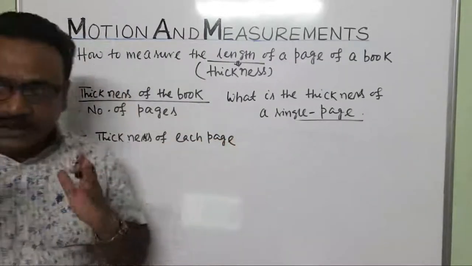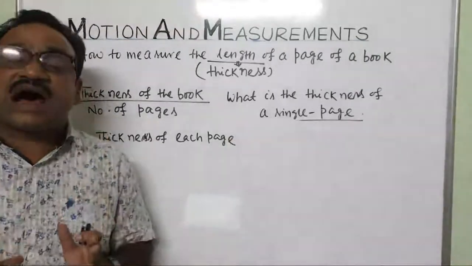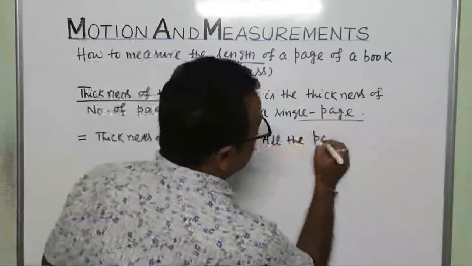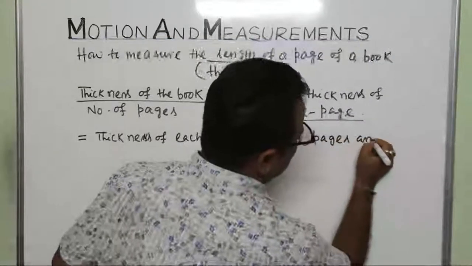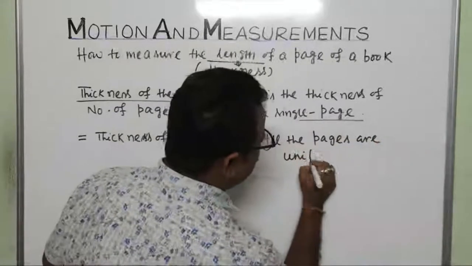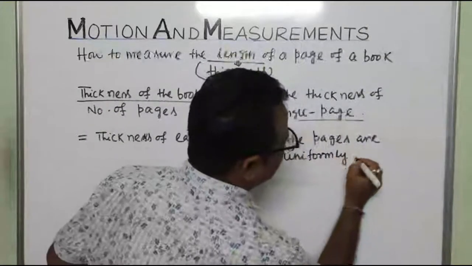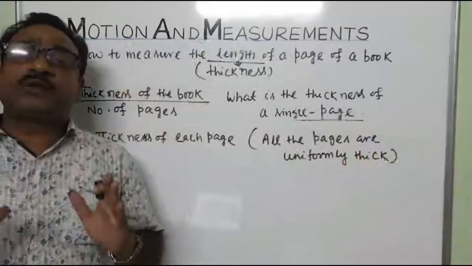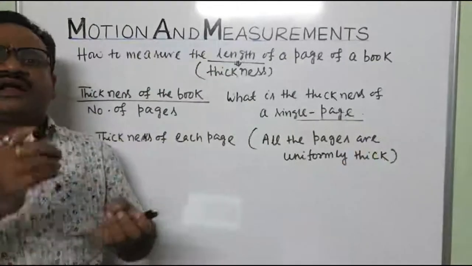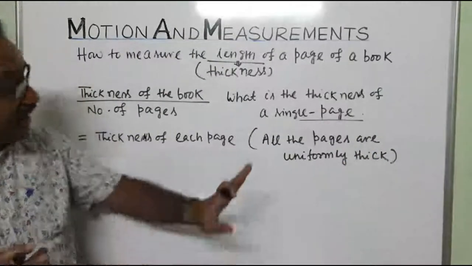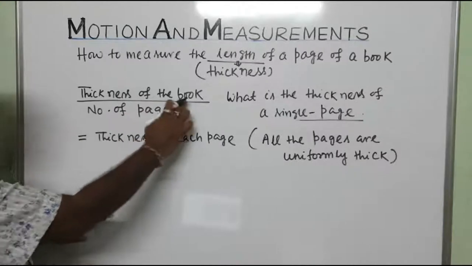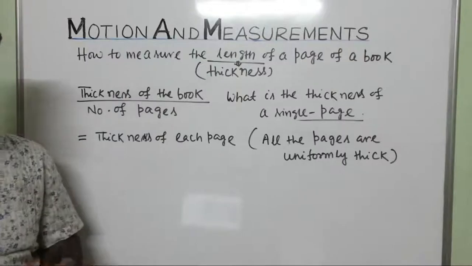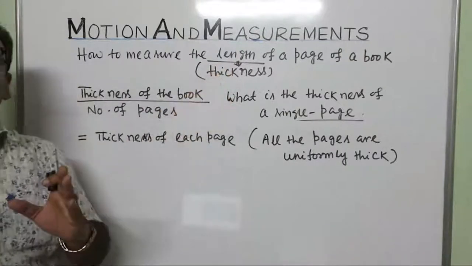But we have to consider that all the pages are uniformly thick. That means no page is thicker or less thick. All are uniformly thick. So by applying this formula, thickness of the book by number of pages is equal to thickness of each page. So here also we are finding length or thickness.